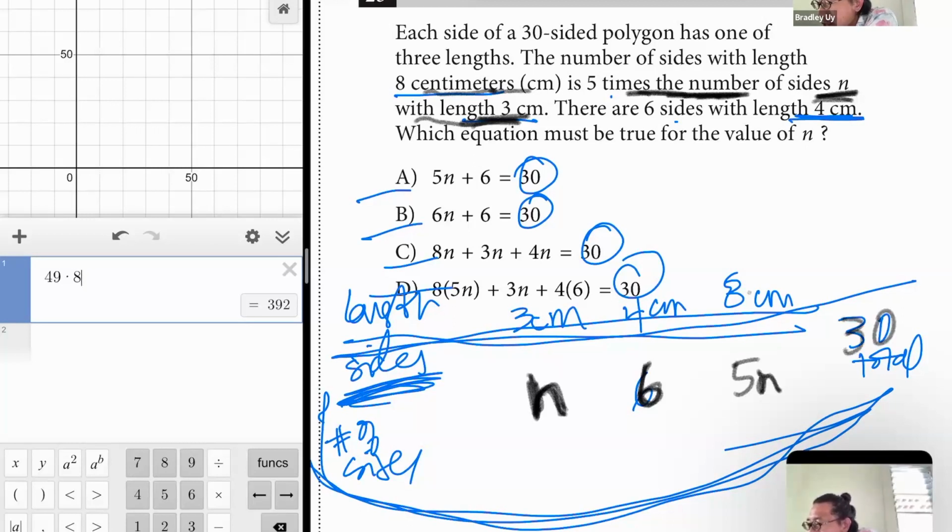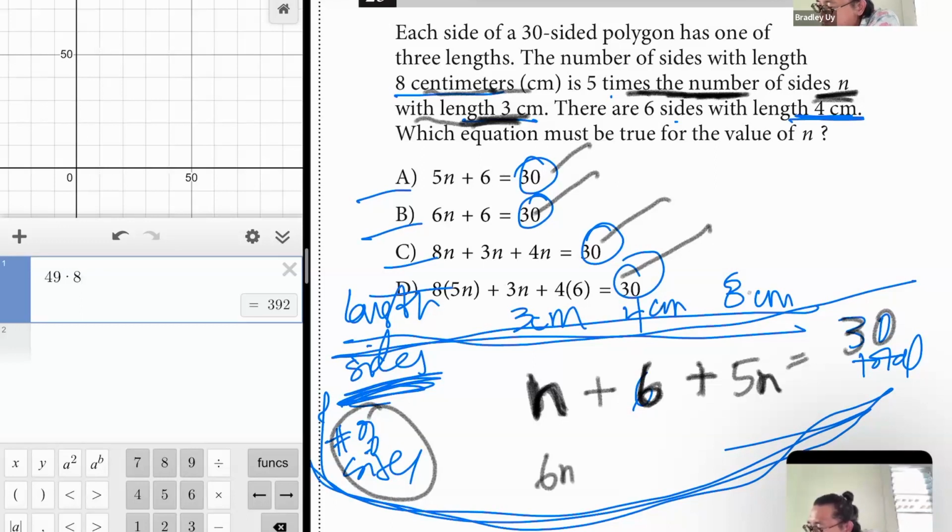The only way we're going to set this equal to 30 is, since these are the number of sides, there are n sides of length 3 centimeters. I'm going to add it to 6 sides of length 4 centimeters, and I'm going to add it to 5n sides of 8 centimeters in length, and that should equal 30, the number of sides. 30 is the number of sides. Okay, so we're talking about sides, and that is the focus. And so if you simplified this expression, as weird as that would be, you would get 6n plus 6 equals 30, which is B.